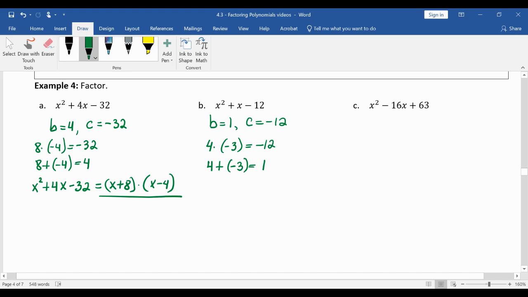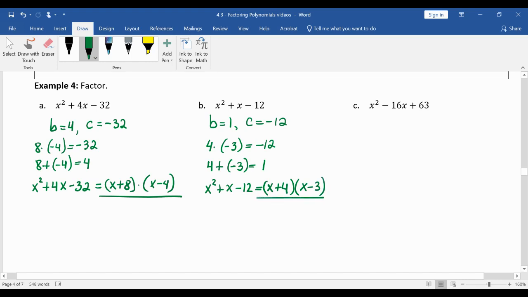So how do we know which ones are the two integers? There's no way to guess. You just try, check, and if it's wrong, you try again. Trial and error. So I tried 2 and negative 6, and negative 4 and 3, and they do not work. And I noticed that for 4 and negative 3, when I multiply, I get negative 12, and when I add them, I get positive 1. So the factored form of x squared plus x minus 12 is x plus 4 times x minus 3.